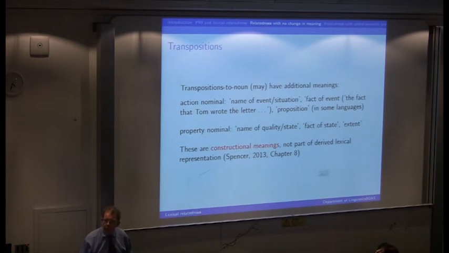What about transpositions to nouns? Well, you can have action nouns. You can have quite a few subtle meanings, like the name of a quality or the fact of something being true.